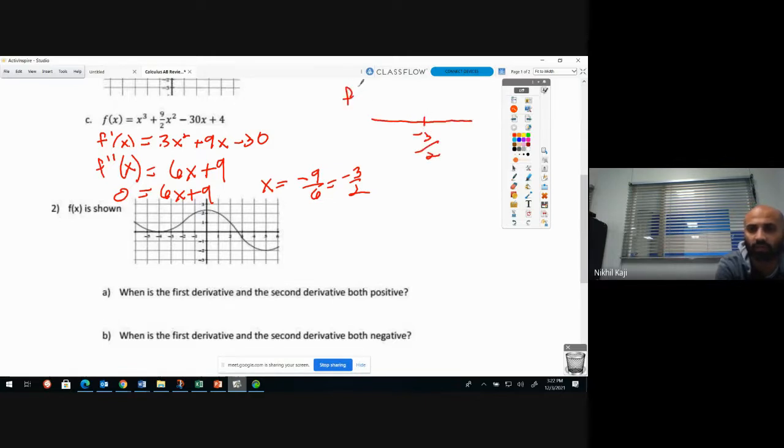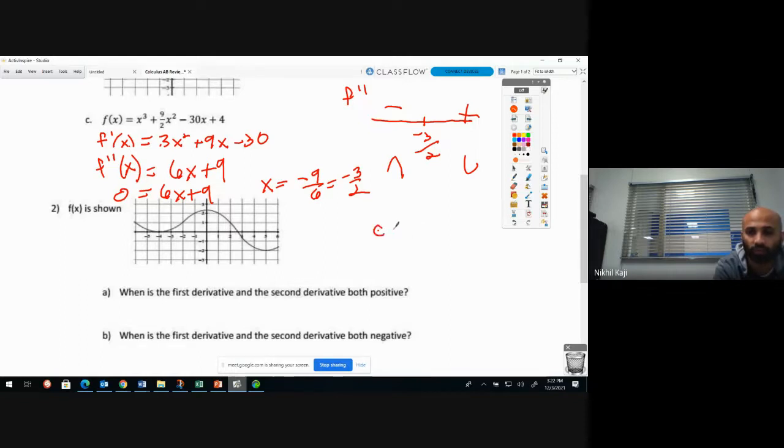Second derivative, plug in a number here, like negative 10. That'll be safe. That would be a negative number. Plug in a number here, 0, positive. So that means it's concave down here, concave up. Remember, that's my second derivative. I plugged it into my second derivative.